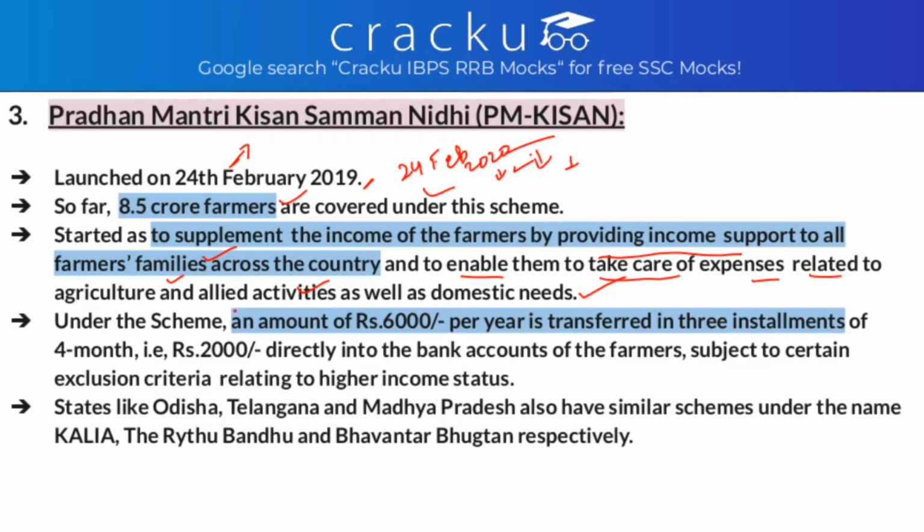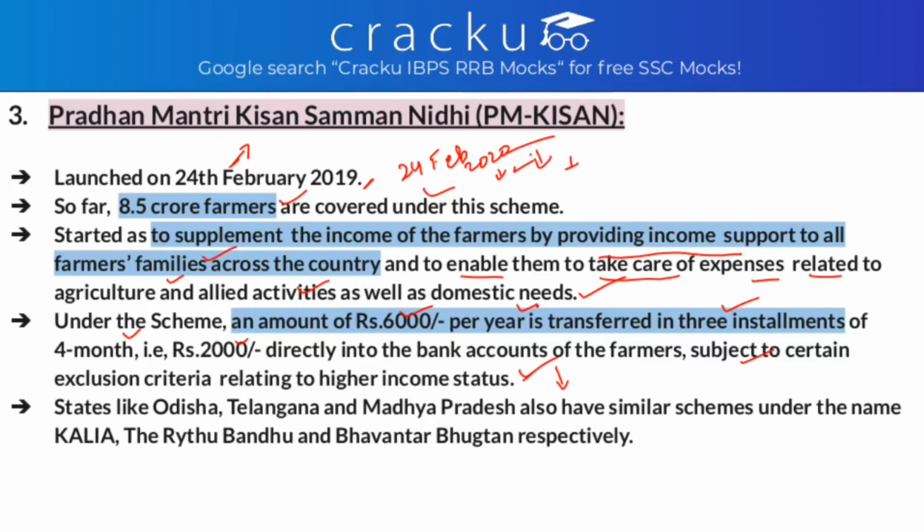So as I said, under this scheme, an amount of rupees 6000 per year is transferred in 3 installments of 4 months. That is 2000 directly into the bank account of farmers, subject to certain exclusion criteria relating to higher income status. So it is Pradhan Mantri Kisan Samman Nidhi. We have similar schemes in different states like Odisha, Telangana and Madhya Pradesh. In Odisha we have Kalia, in Telangana we have the Raitu Bandhu, and in Madhya Pradesh we have the Bhavantar Bhugtan. So these are similar schemes in different states.